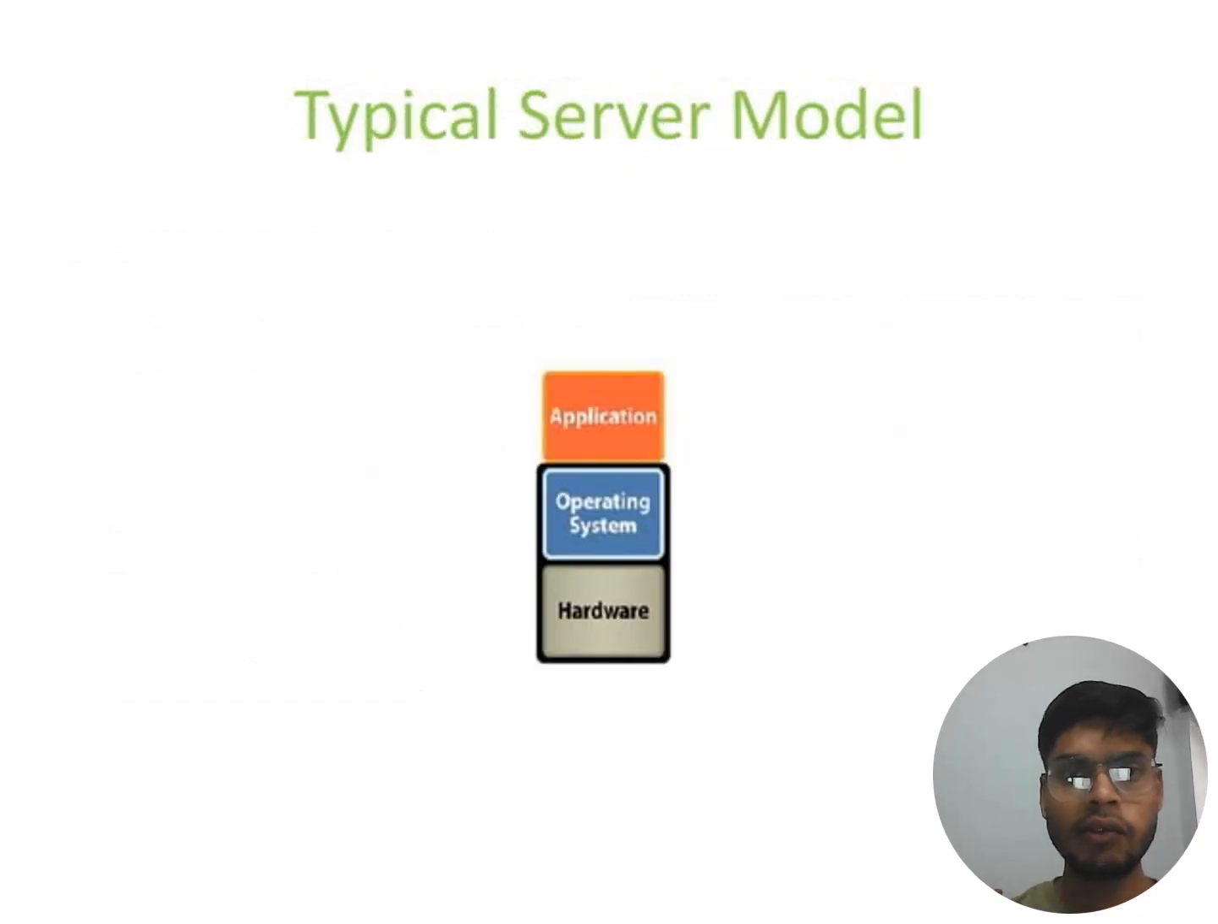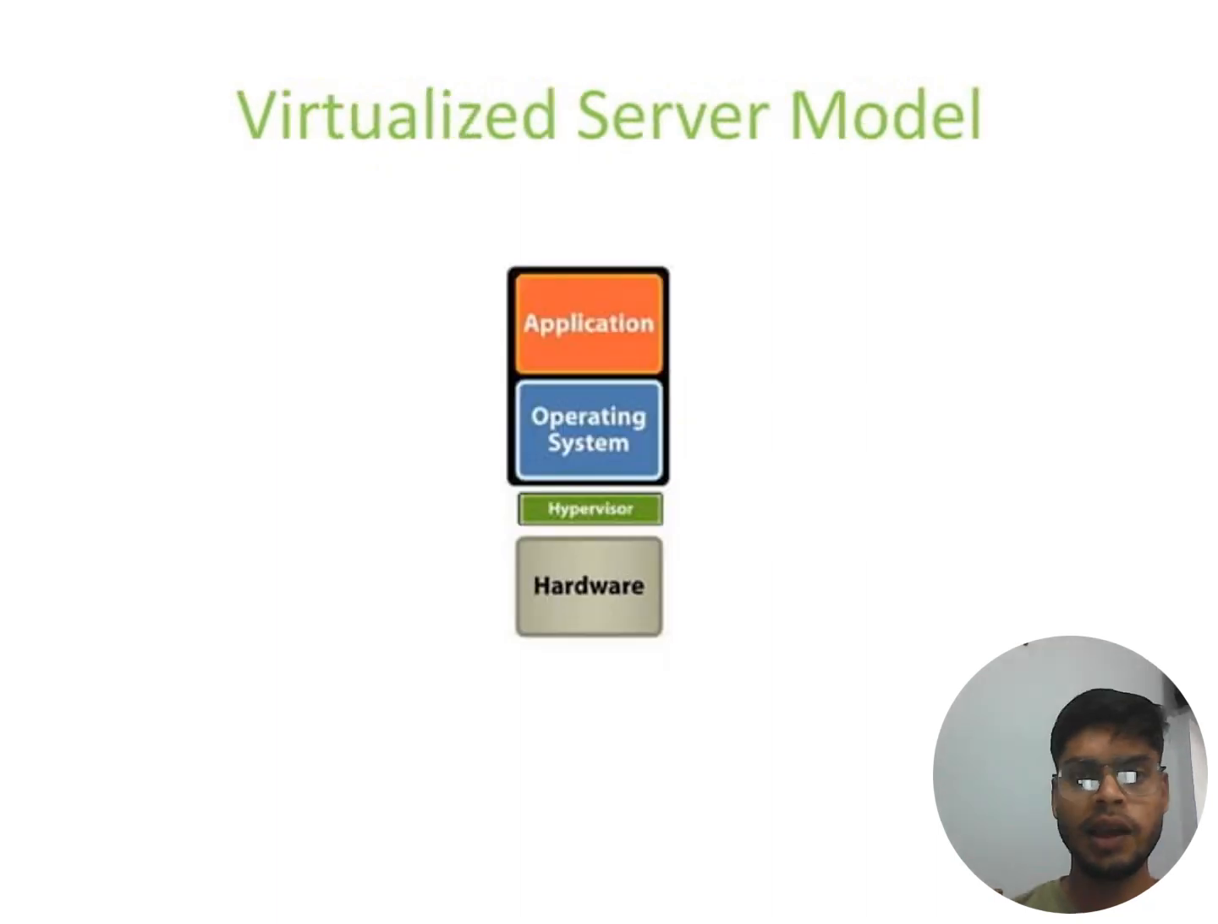And next one is what is a typical server model. That is the application that we use, the operating system that we use, and the hardware connected to each and every server. And the virtualized server model is where the application is connected to the operating system that we use, then the hypervisor, and the next one is the hardware.